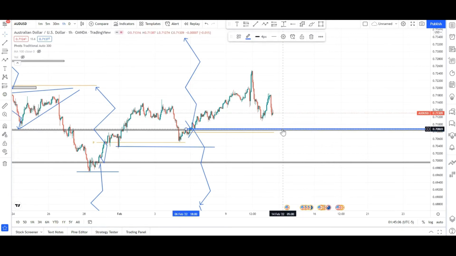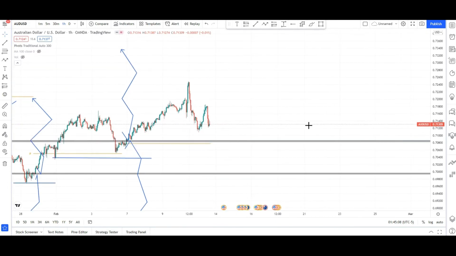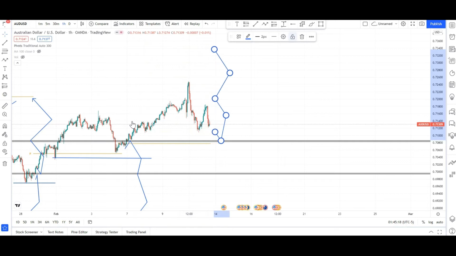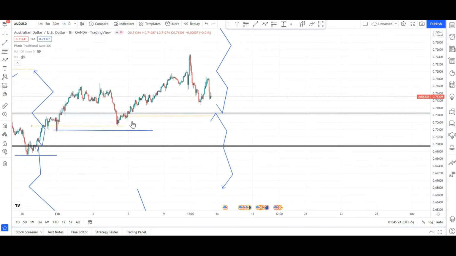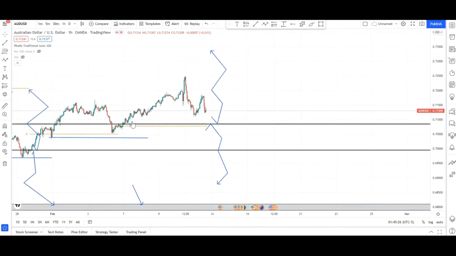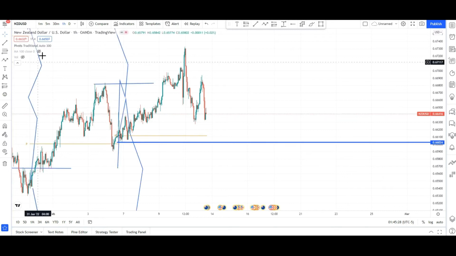Okay guys, so I will just remove this. This is one of the supporting lines. Once again, if it comes with downside momentum, okay guys, if it takes support here, then it goes with upside momentum. If it comes and takes resistance here, then you can go for downside momentum. Okay guys, surely in NZD USD.